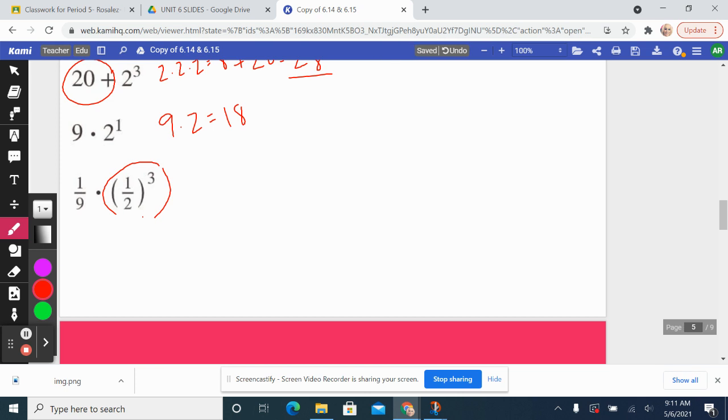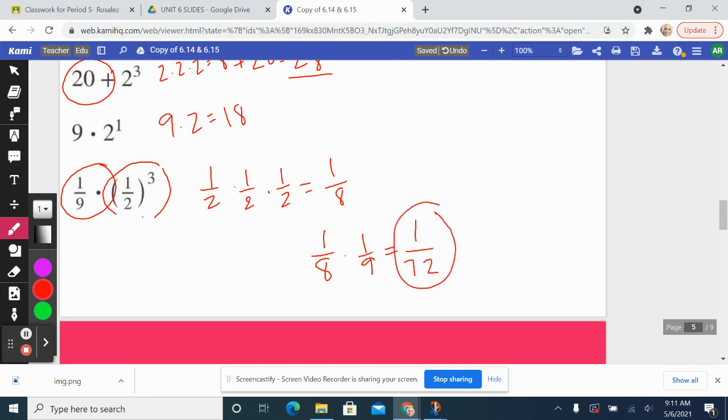So 1/2 cubed, or 1/2 to the 3rd, is the same as 1/2 times 1/2 times 1/2. Okay, well, 1 times 1 times 1 is just 1. 2 times 2 is 4. 4 times 2 is 8. So it's 1/8. So you're going to take 1/8 and you're going to multiply it to 1/9. So I'm going to rewrite it. 1/8 times 1/9. Well, 1 times 1, that's just 1. 8 times 9 is 72. So that's going to be your answer for that one.